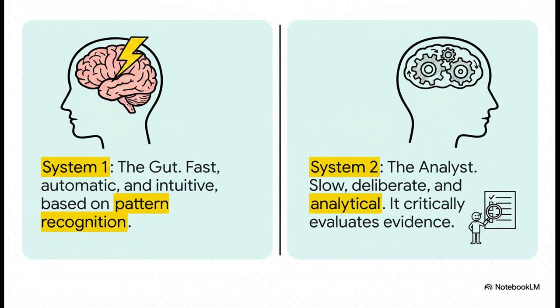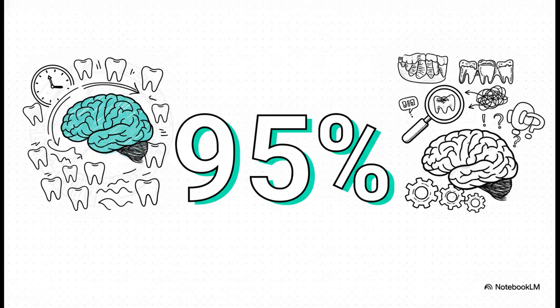Then you have system two. That's your analyst. It's the slow, methodical, and effortful thinking you have to switch on for those really complex cases where you need to weigh every single piece of evidence. And get this? Expert clinicians actually use that fast, intuitive system one for up to 95% of their cases.